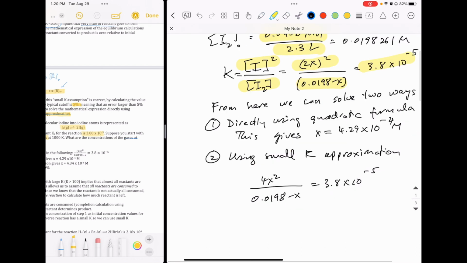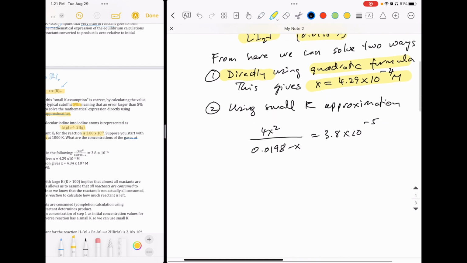Now, once you get to this point, there are really two ways to solve this problem. If you don't know anything about small K approximation, you would just directly solve this problem using the quadratic formula. So you're going to cross multiply that expression, get it to the quadratic equation form, ax squared plus bx plus c, and then use the quadratic formula. I would leave it up to you to find that the x in that case would be 4.29 times 10 to the minus 4 molar.